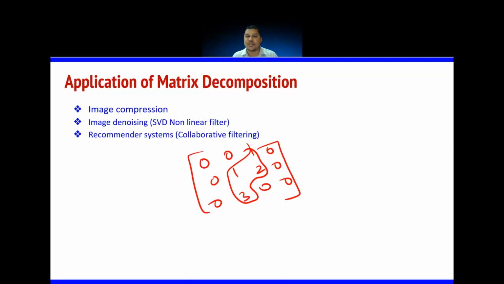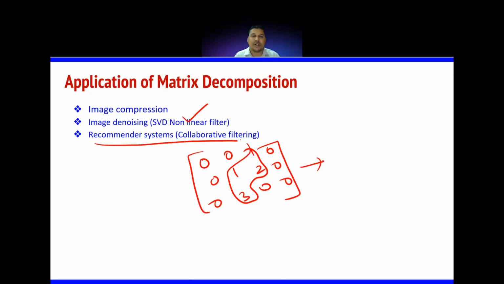So if I can decompose this into two separate matrices, maybe one with all zeros and the other with all numbers, then the other one I can ignore. I can have the important features in one matrix, and there I can apply my operations. That way it is also used in image denoising.